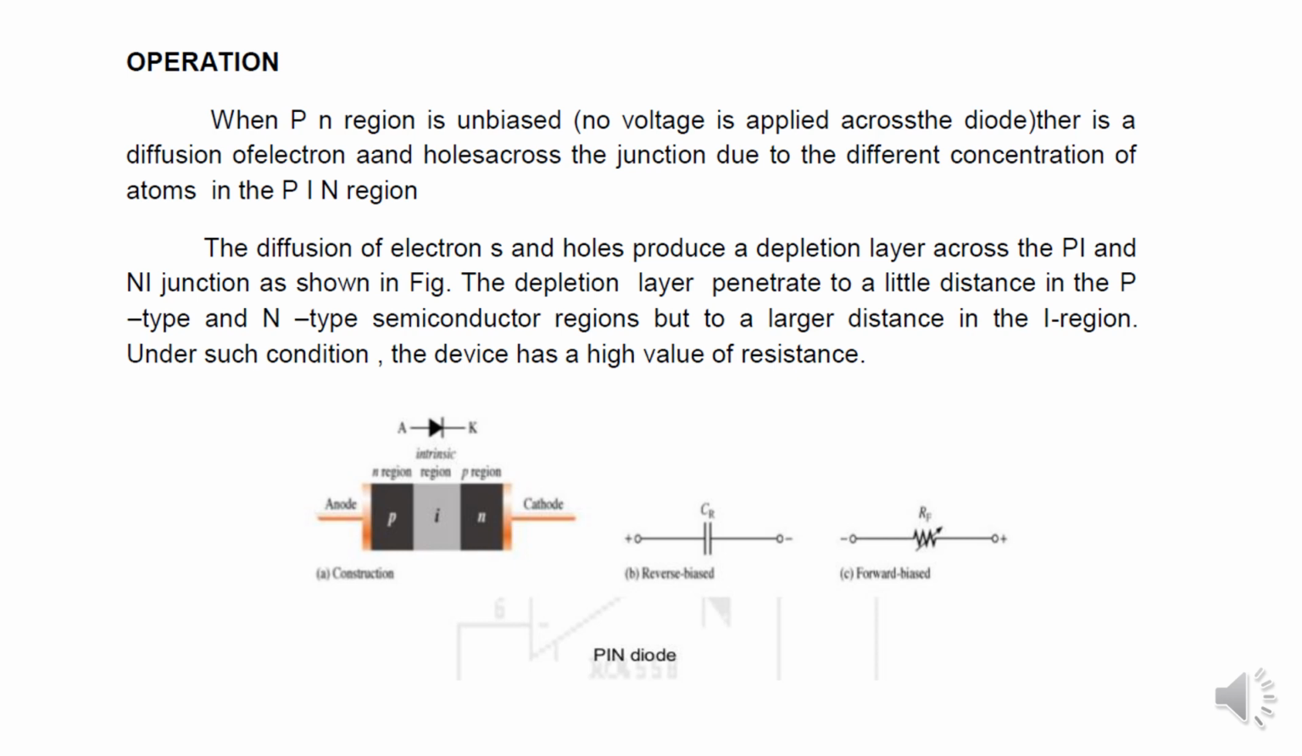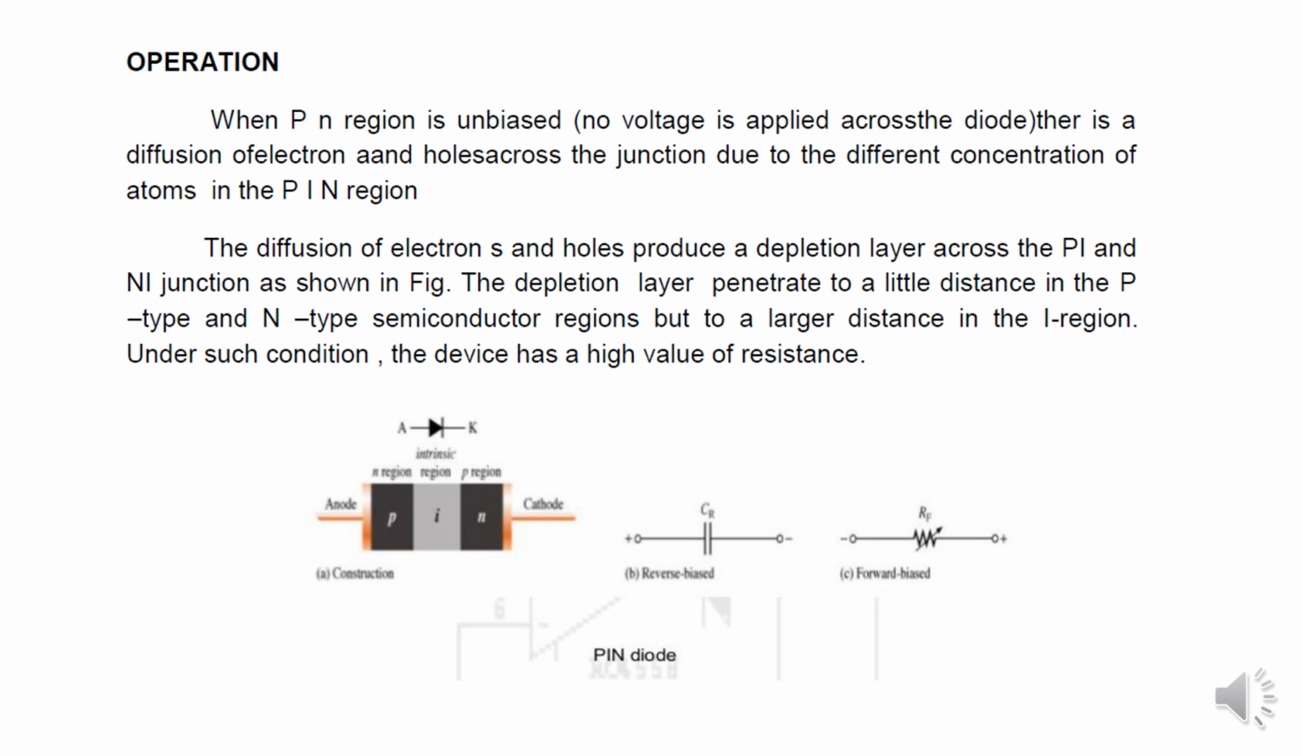In such a condition, the device has a high value of resistance. Also, when the pin diode is forward biased, the width of the depletion region decreases, and more carriers are injected into the I region. This reduces the resistance of the I region. The depletion layer is not thick, and the I region becomes flooded with carriers as the bias is suitable. Thus, when a pin diode is forward biased, it acts like a variable resistance, and the forward resistance of the intrinsic region decreases with increasing current.